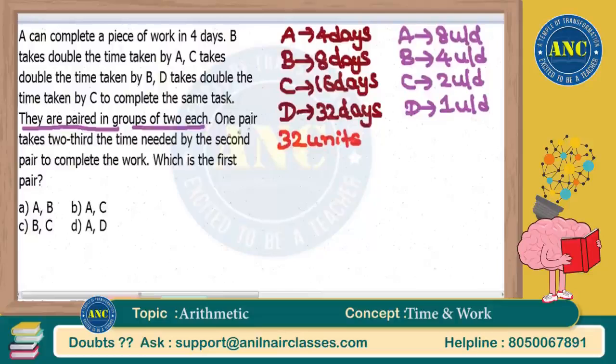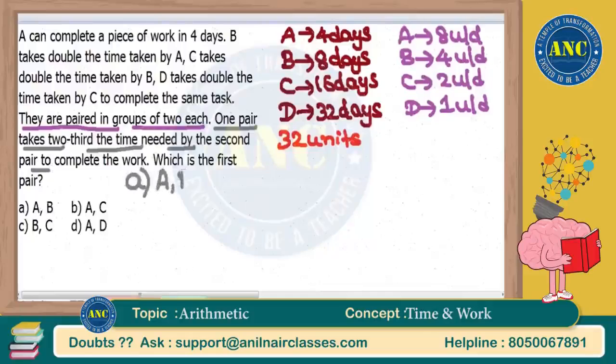One pair takes 2/3 the time needed by the second pair to complete the work. They are saying that one pair requires 2/3 the time needed by the second pair to complete the work. Which is the first pair is the question. Now see here, the best way of solving this question is by answer options.